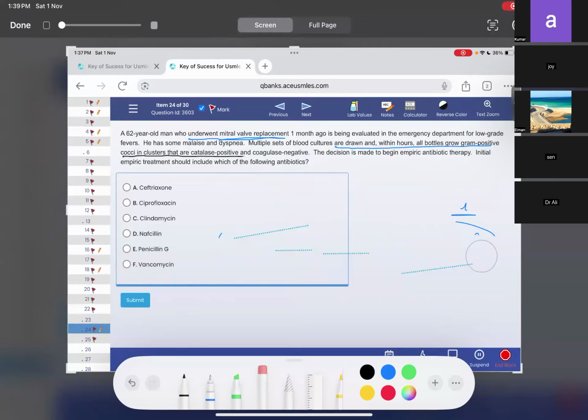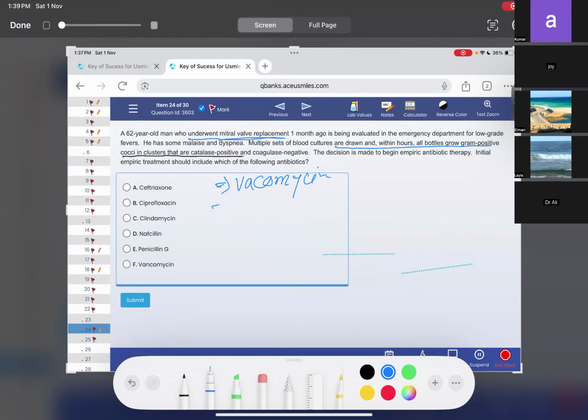So what is the first line treatment for Staph epidermidis? Can anybody tell me? Vancomycin. Can anyone with another option? Ceftriaxone. So ceftriaxone is a little bit broad spectrum. It can be given but is not a drug of choice.